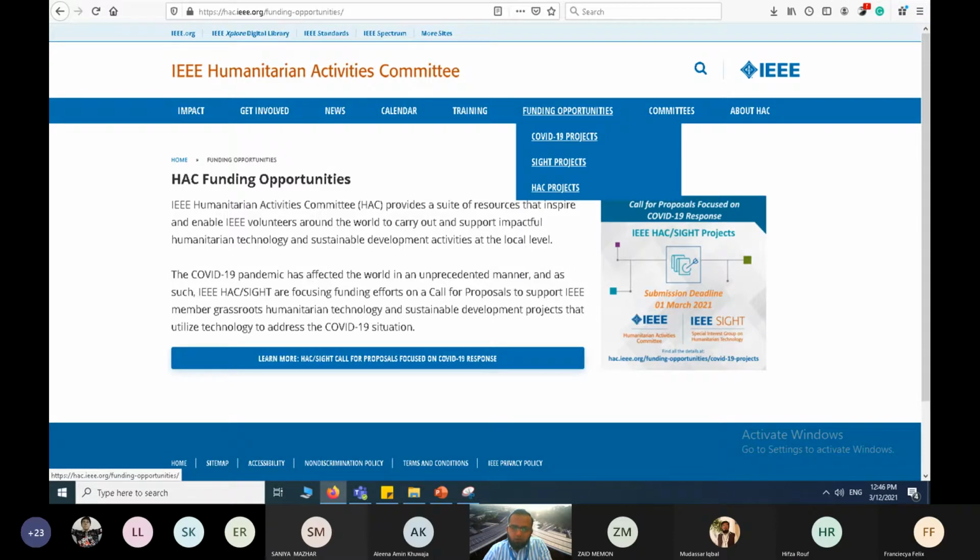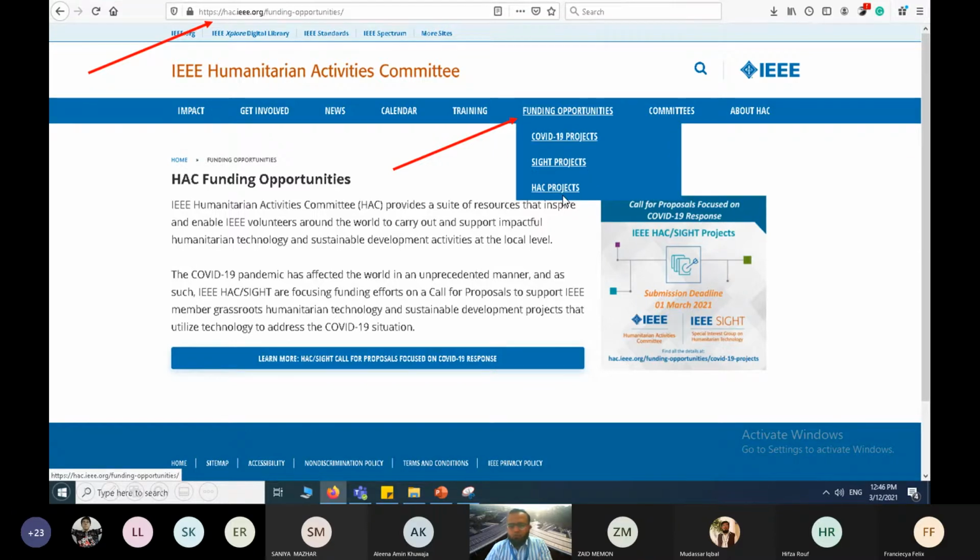So if you go on this particular site, you will have the funding options. If you can see, this is the URL, and these are the funding opportunities. What type of grant are we opting for? Before 2020, they had two projects. One is a special interest group for humanitarian technology, like SIGHT projects and Hack projects.